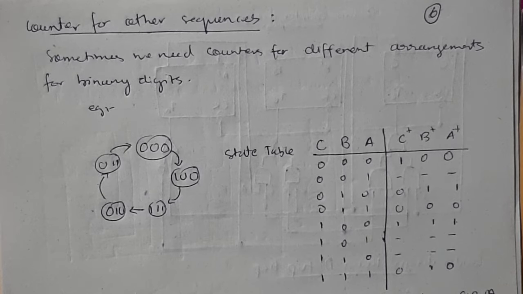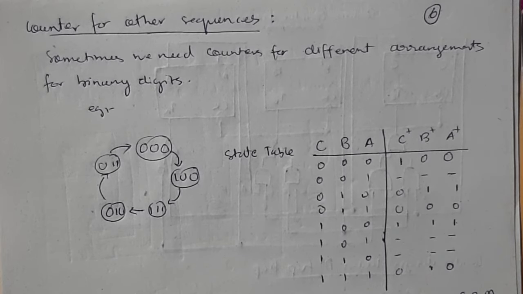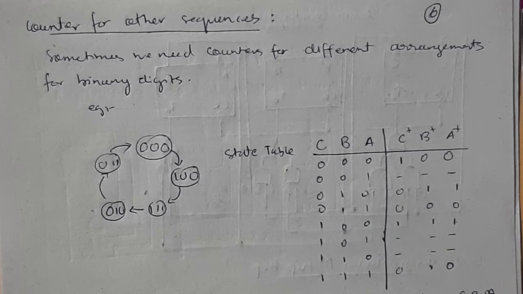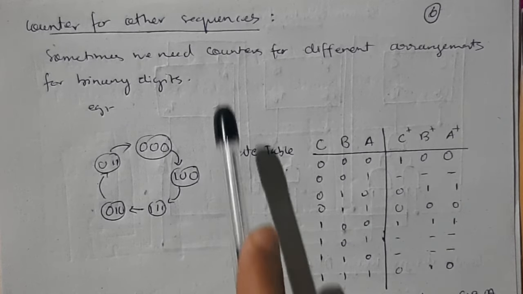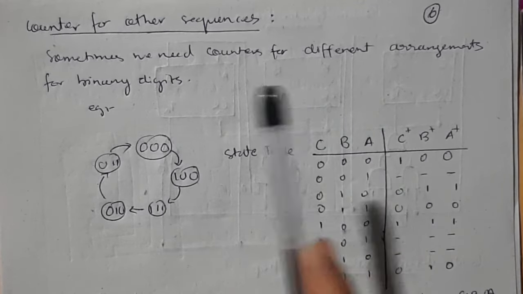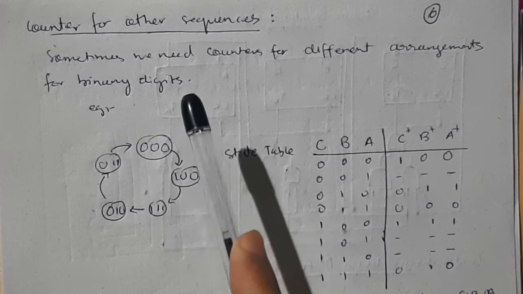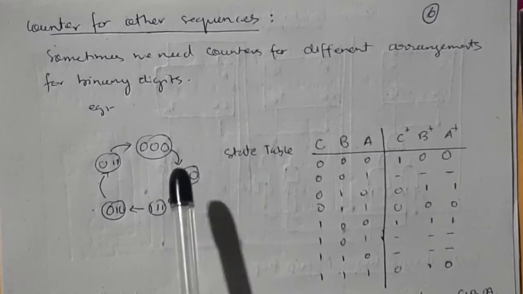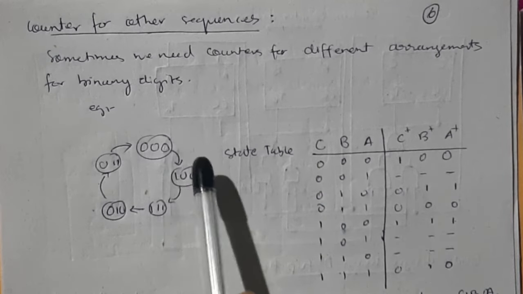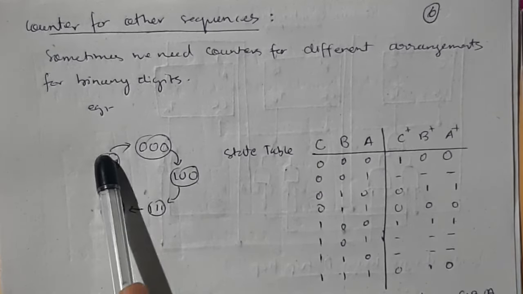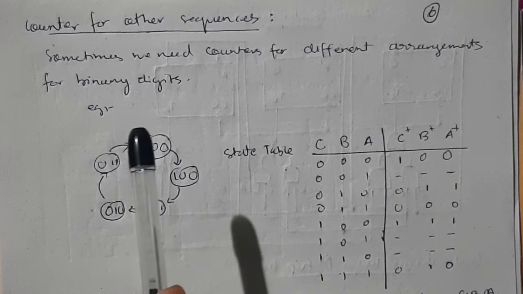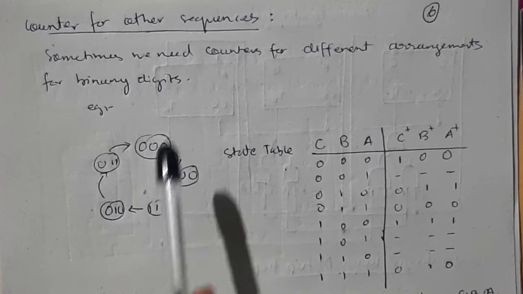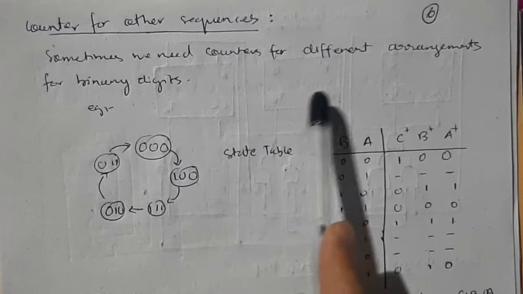Okay, counters for other sequences is an important topic. Now see, normally counters are like 0, 1, 2, 3, 4, 5 like that, but sometimes we want some random sequences like 0, 4, 7, 2, 8 like that. Okay, so consider this sequence 0, 4, 7, 2, 3. That sequence if you need, what you need to do first, they will give the sequence, like they'll give 0, 1, 4 like that.